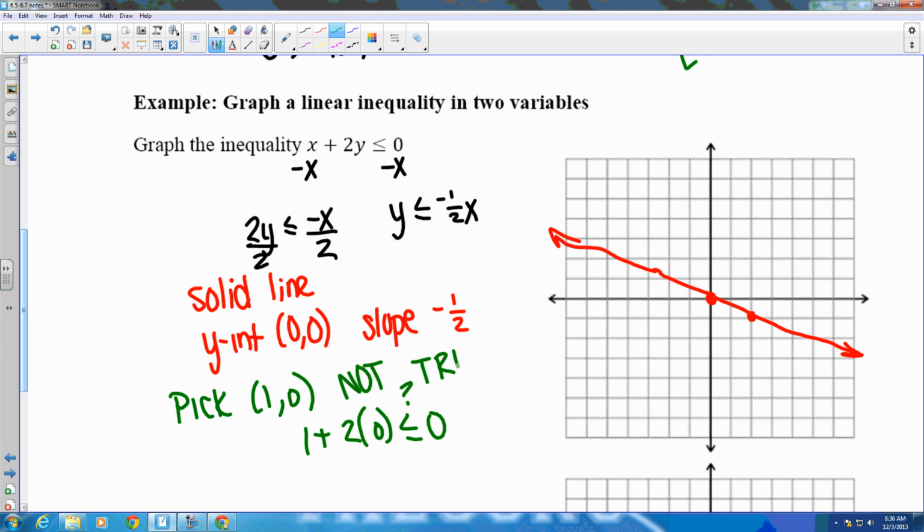So we're not going to shade the side with our point. This was our point here. So we are going to shade the other side.